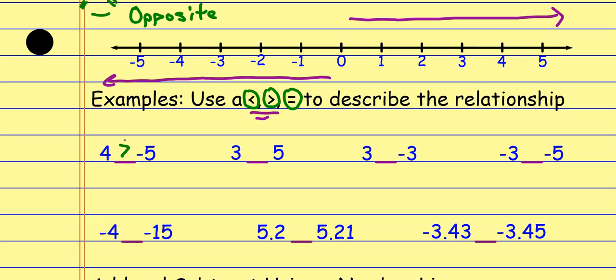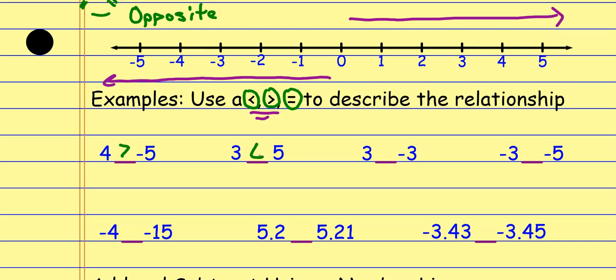If I look at something like this, 3 and 5, that's an easy one. We probably don't need the number line. We know that 5 is more than 3, so I use this symbol. Okay, and keep in mind, you can read each of these two different ways. I could read this one as 3 is less than 5, or I could read it backward and say 5 is greater than 3.